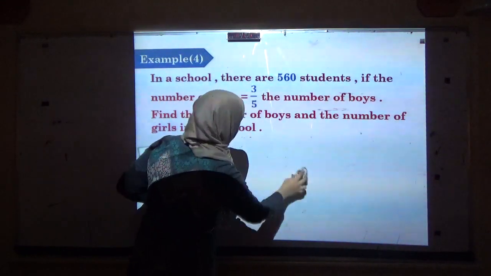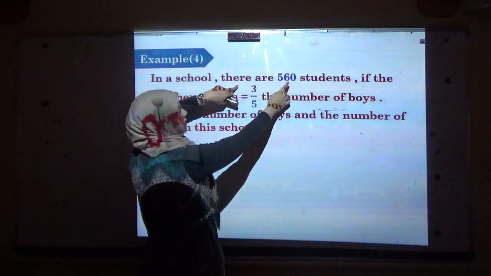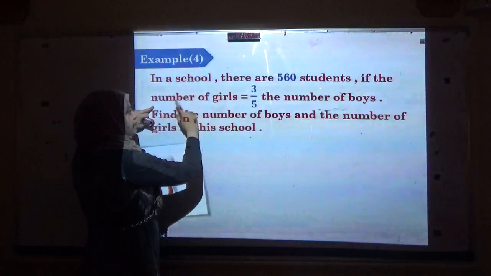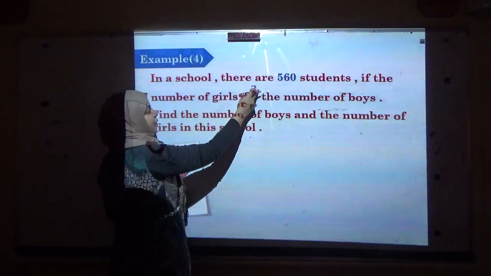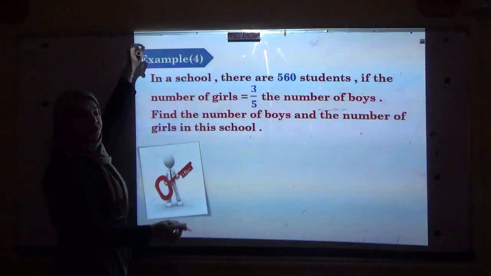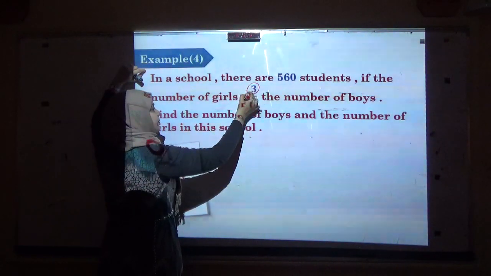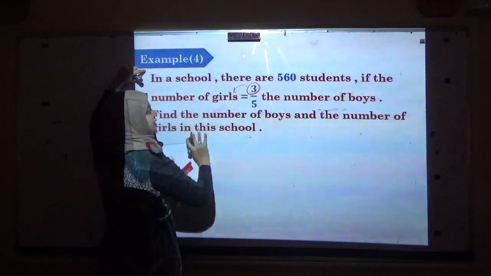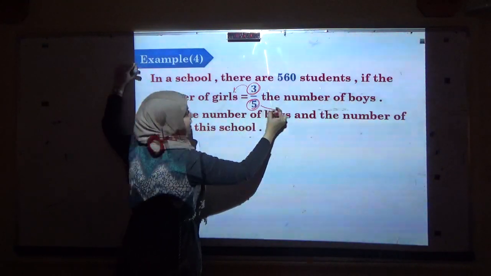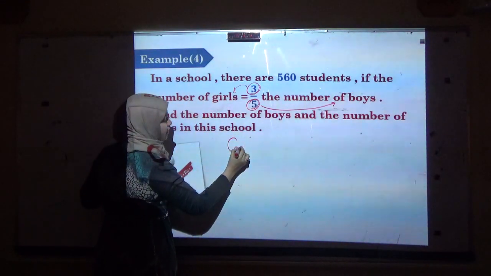Number 4. In a school, there are 560 students. If the number of girls equals 3 over 5 the number of boys. Okay? They give us the ratio between girls and boys. 3 is the first term, so 3 is the ratio of girls, and 5 the second term, the ratio of boys. Okay? So at first, write girls to boys.